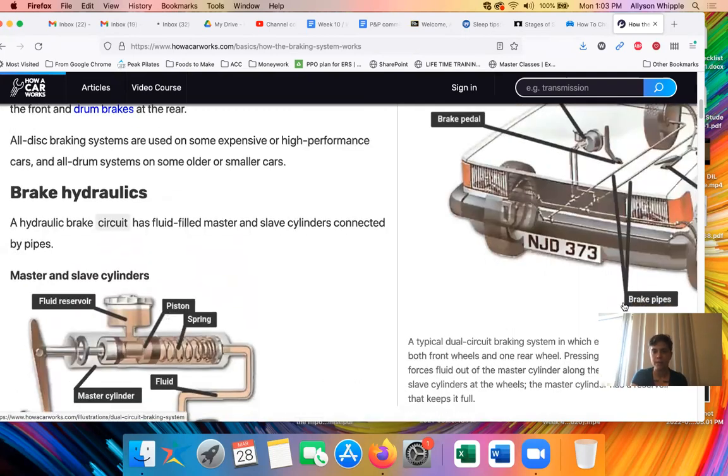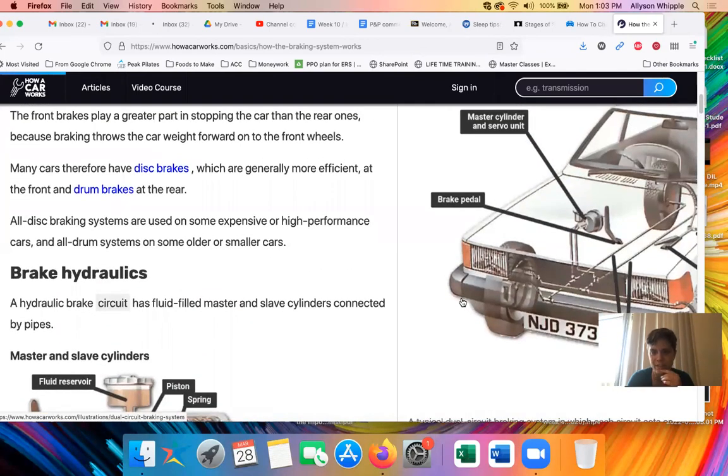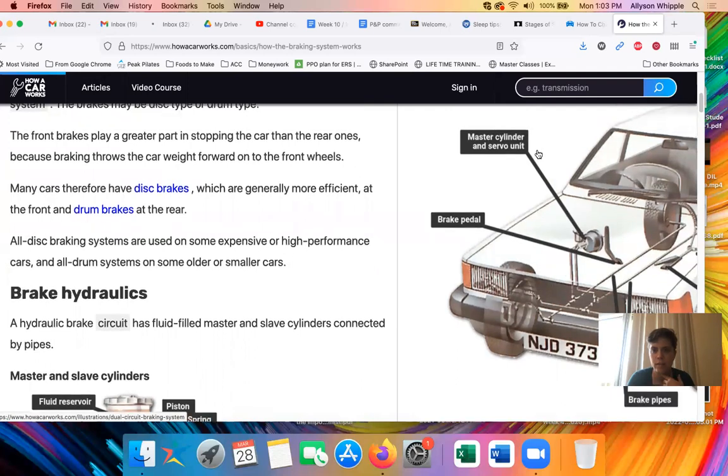So we've got our brake pipes labeled. You see there's labeling. This is an old car. I think this might be based off of Volvo. We've got the brake pedal, master cylinder and servo unit.